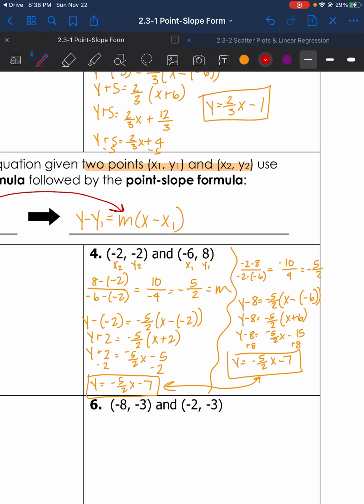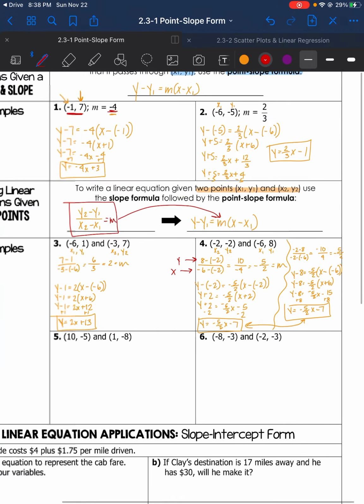I will point out that it does matter that you have the y's on top here and the x's on bottom here for the slope. That is important. You have to have the y's on top. But it doesn't matter the order as long as you keep them the same.